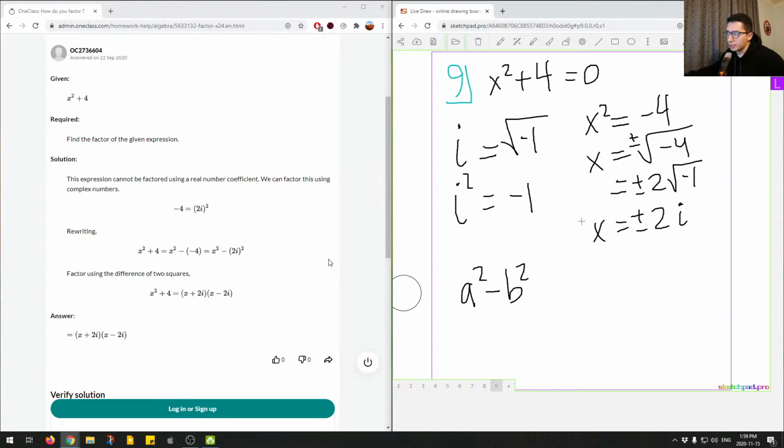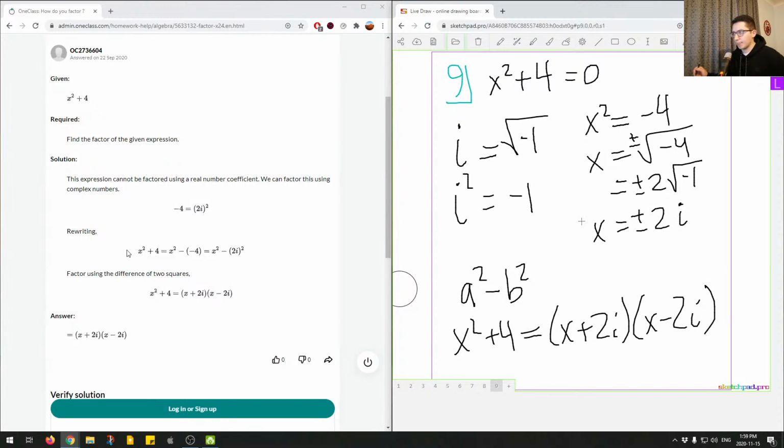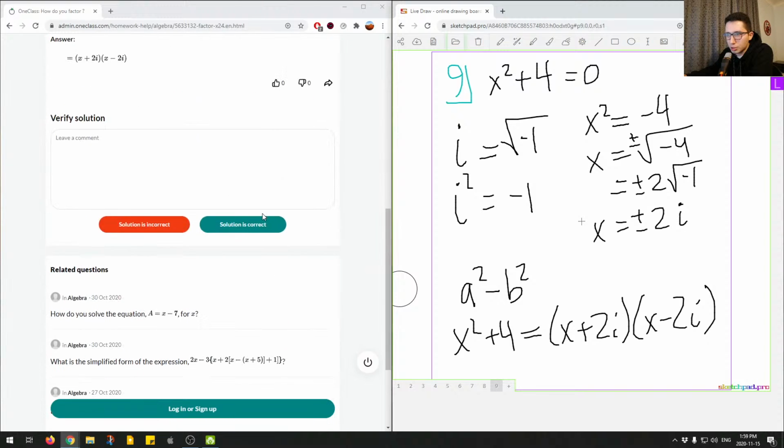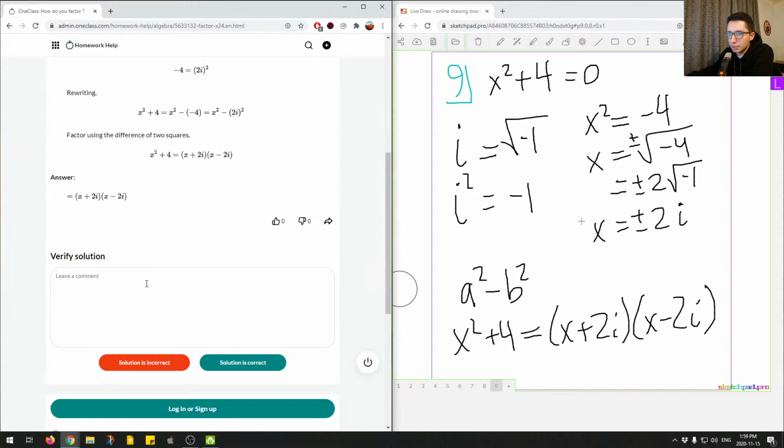Similarly, what we did over here was a different process to get to the same root. We know x is plus or minus 2i, and that's the case over here. But we know that x squared plus 4 is a difference of squares based on this right here. And we end up with x plus 2i times x minus 2i. And this is the correct answer. So we'll mark this question as correct. Correct answer, great job.